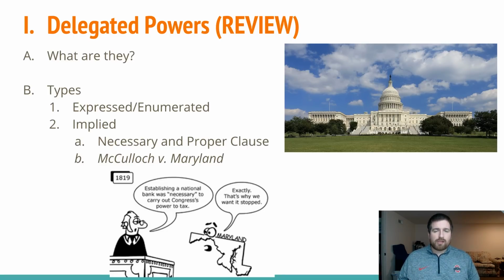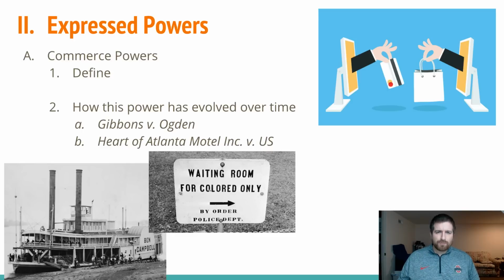So let's go ahead and look at some examples of both of those. And let's start with express powers. The most important express power that Congress has is its commerce powers. And commerce powers basically state that Congress may regulate trade with foreign nations and between states. This is established by the Commerce Clause within the Constitution.